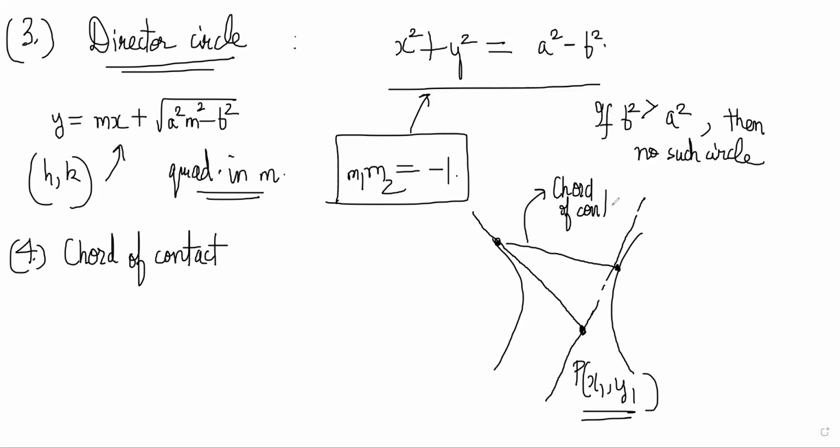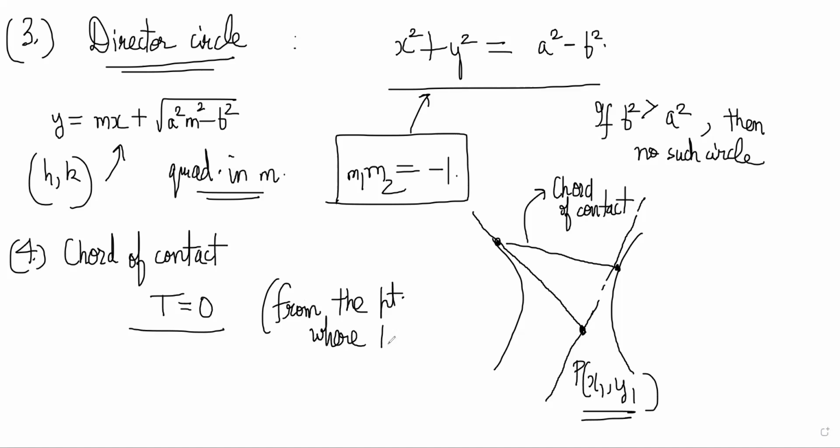And that equation is simply T is equal to 0, from the point where tangents are drawn, right? All this should be familiar, right? Then last thing in this section is T is equal to S1 will be the equation of chord with a given midpoint, right? With a given midpoint. The one point here is the midpoint.